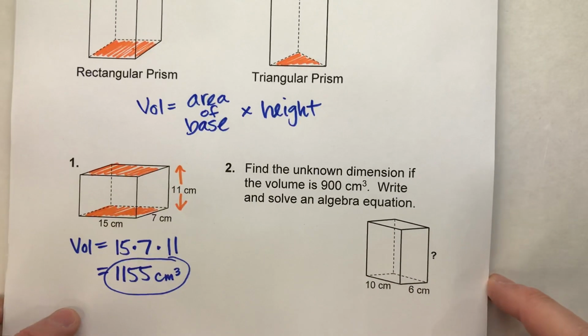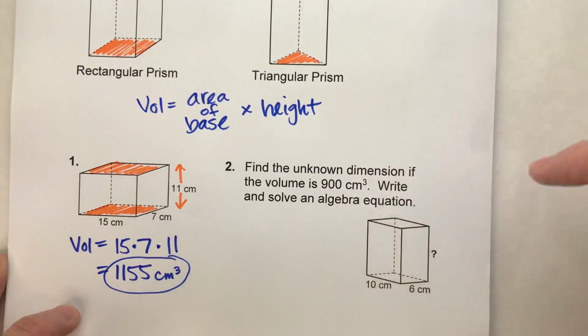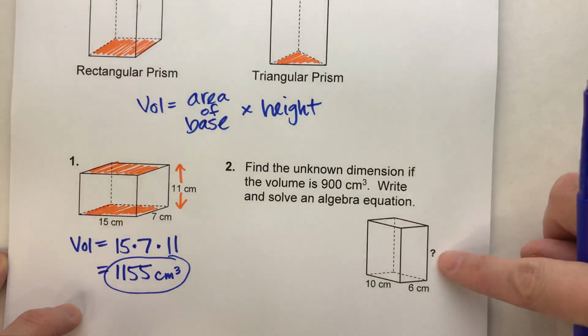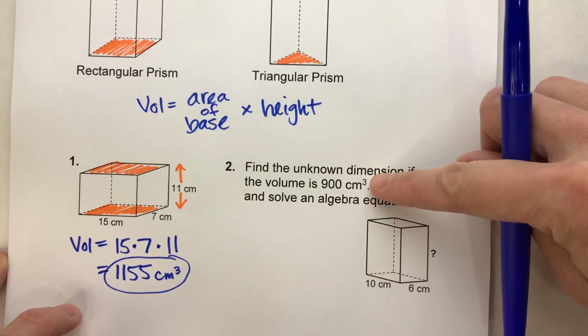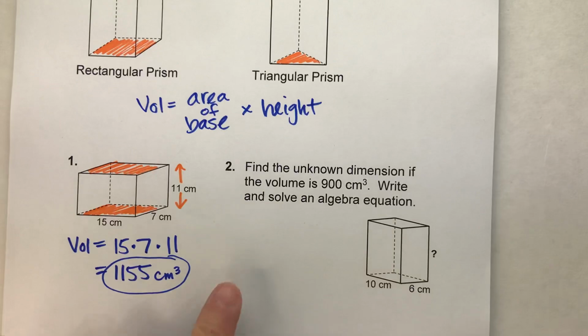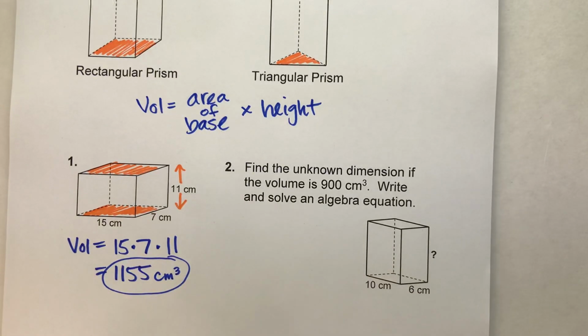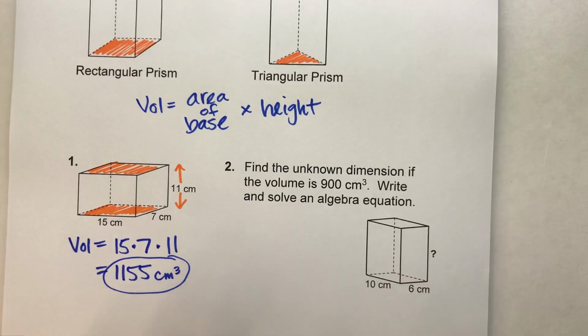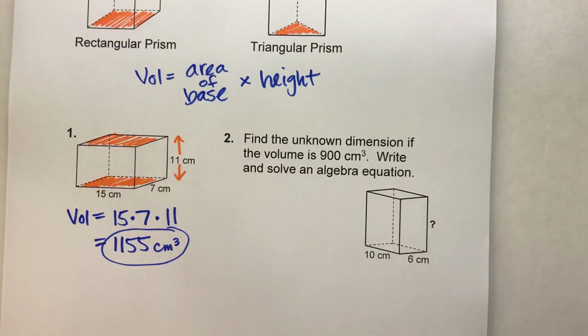So notice in this one, I'm going to give you the volume. We're going to find an unknown dimension. It says, find the unknown dimension if the volume is 900 cubic centimeters. Write and solve an algebra equation. Okay, so for this one, because I give you the volume, we're going to have to work backwards to find that missing dimension, and that's going to require some algebra.